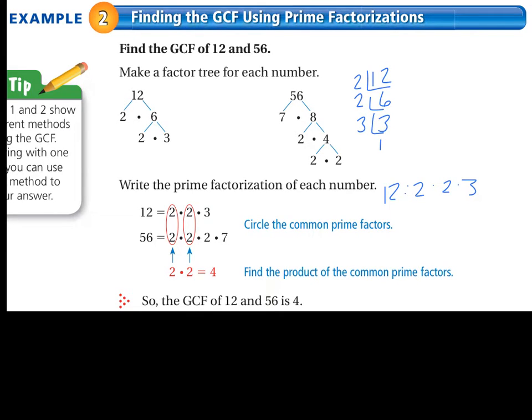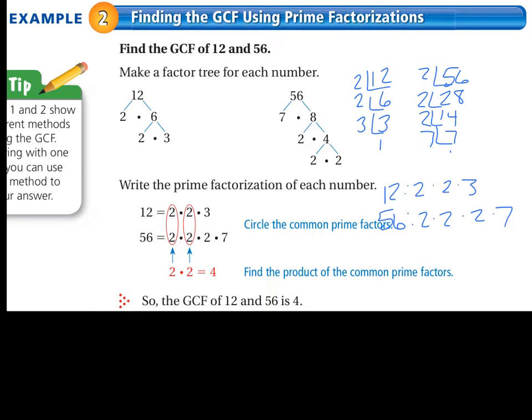And then 56, same thing. 56 we're going to break down. 2 goes in, let's see, 28 times. 2 goes in again 14 times. 2 goes in again 7 times. And 7 goes in 1 time. So here's the 56. We have 2 times 2 times 2 times 7.